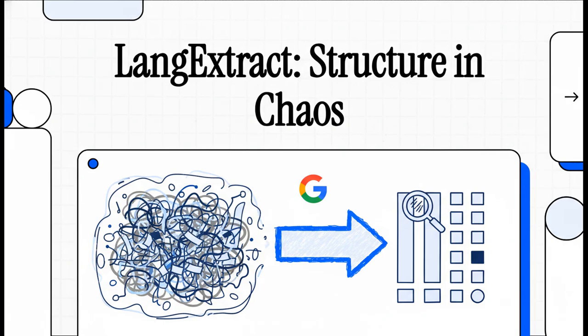All right, today we're going to dive into a really cool new tool from Google that could honestly change how you work with data. It's called LangExtract, and its whole mission in life? To find that clean, structured signal. You know, the good stuff, buried inside all that messy, chaotic text we all have to deal with. So, let's see how it actually works.